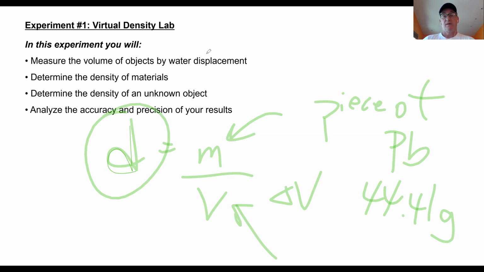Could be either. It could be like a multiple choice: here's the piece of aluminum or piece of lead, this is the mass, what is its volume? And then you have A, B, C, D, or E.